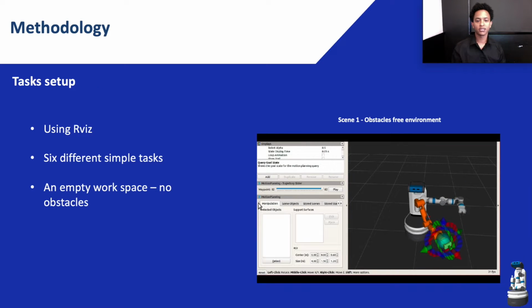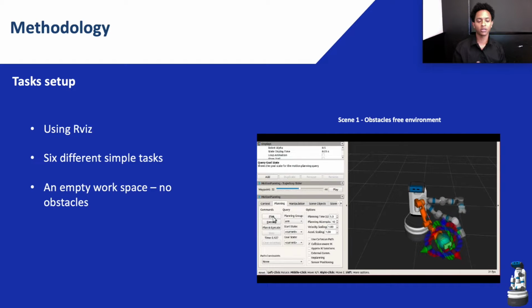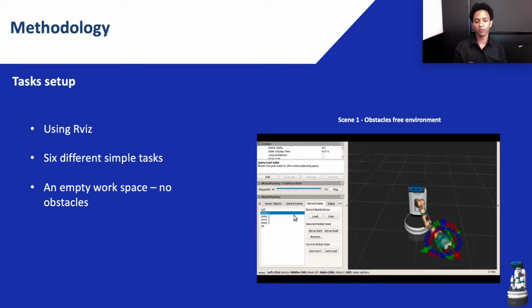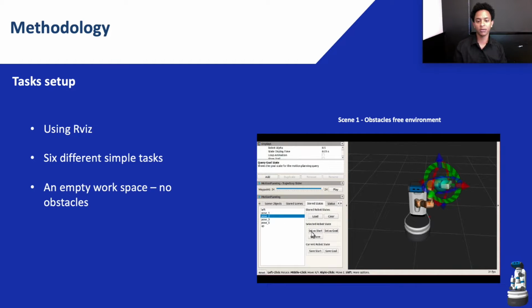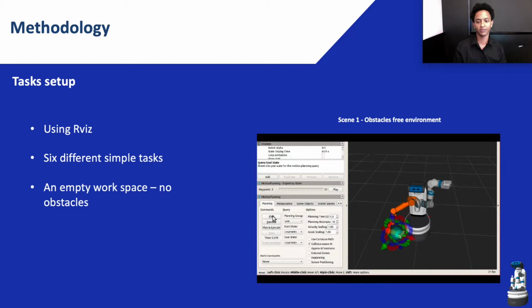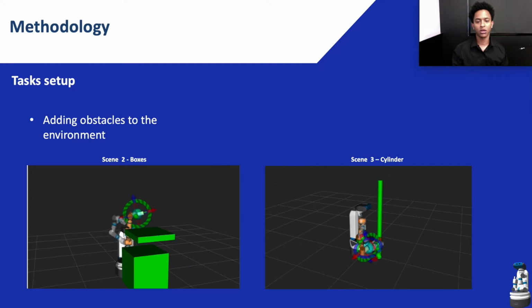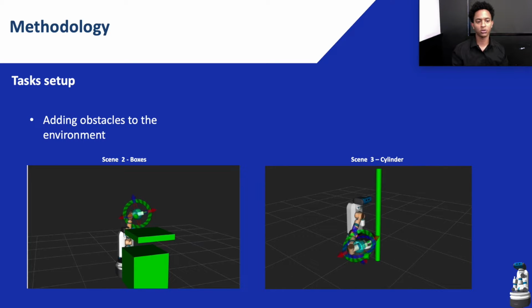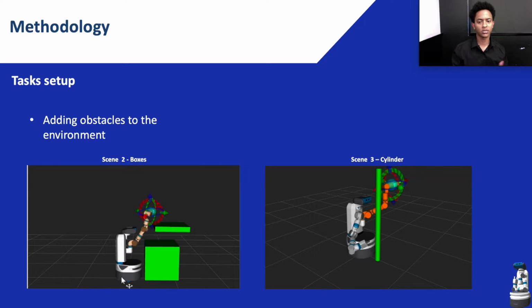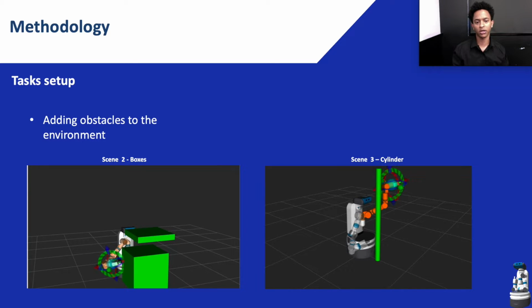Using RViz, 6 different tasks were designed to carry out the testing for the 3 planners RRT, CHOMP, and STOMP. The complexity of the task increases when we add obstacles into the planning scene. As you can see on the screen, in Scene 1, the planning for this task is simply done in an obstacle-free environment. The difficulty is then increased by adding boxes to the workspace as shown in Scene 2, which is considered easier than Scene 3, where the object is located very close to the robot manipulator.